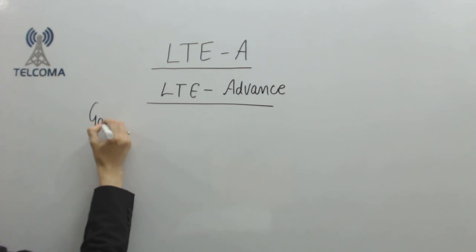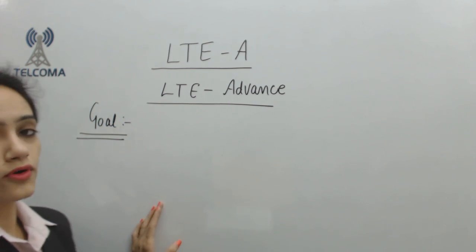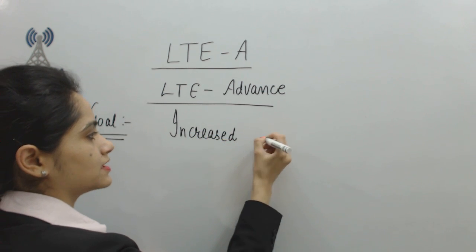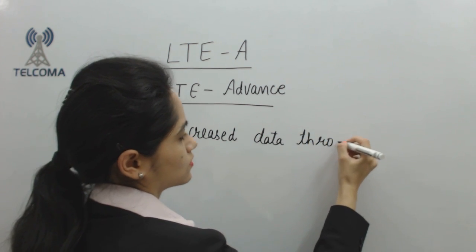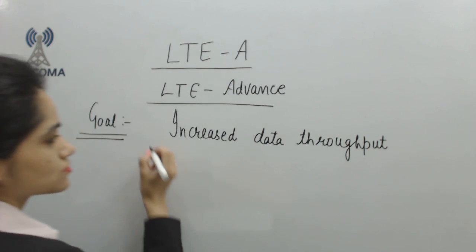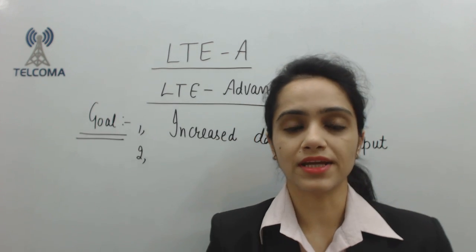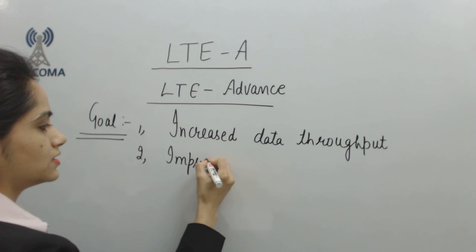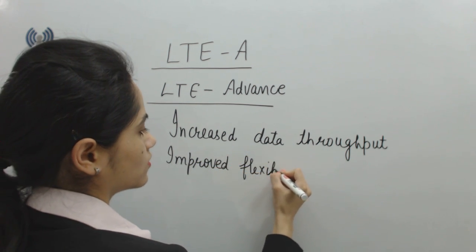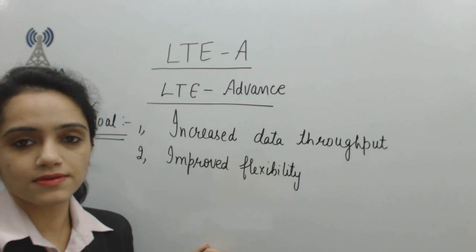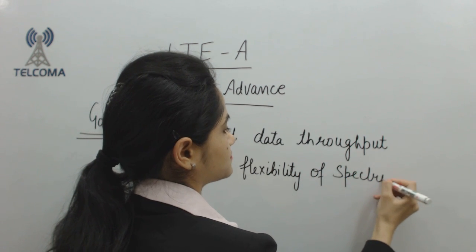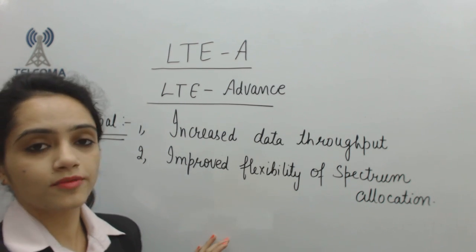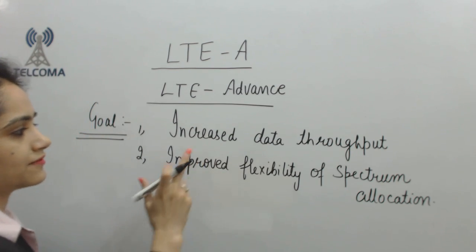So we have some goals defined for this, and the goals for LTE Advanced are increased data throughput. That means we require more throughput values. This becomes the very first goal in LTE Advanced, that the data rate should be increased, or we require higher speed internet access. Then we have a goal of improved flexibility of spectrum allocation.